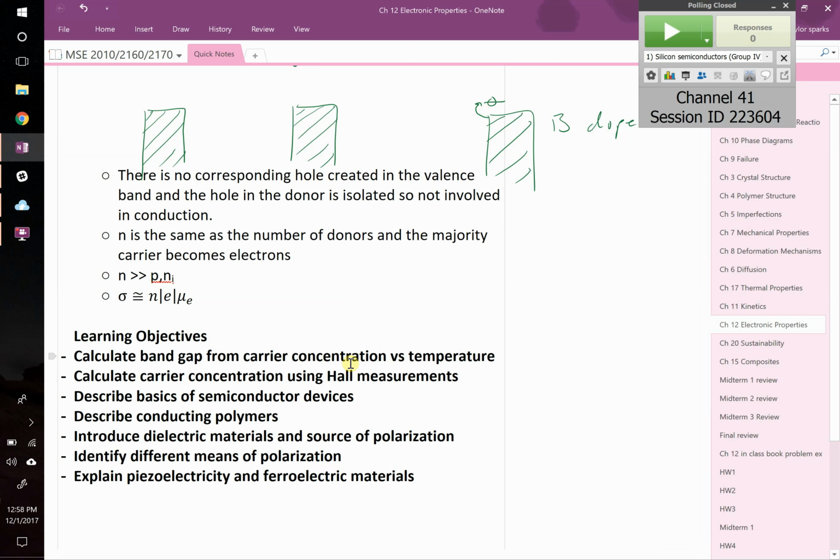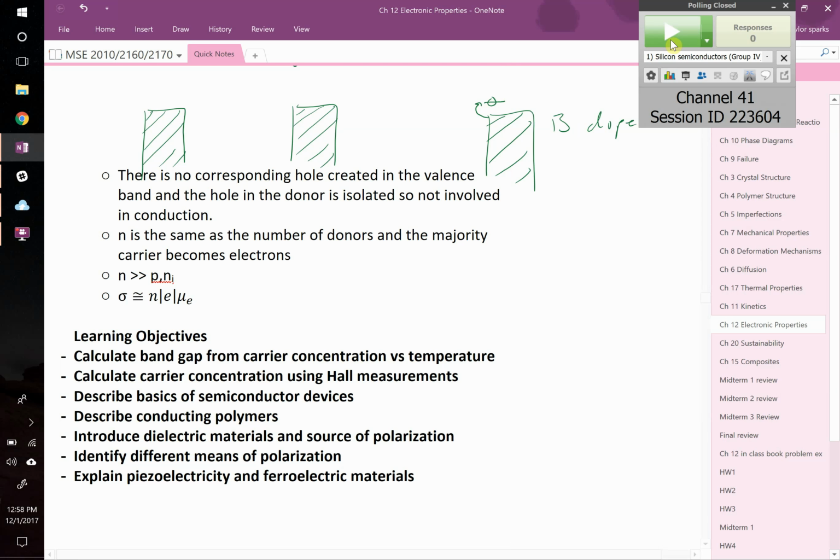We'll describe how conducting polymers came to exist and how on earth these things actually conduct electricity, because polymers sort of break the rule. We don't expect them to conduct electricity. And then at the end of class, we're going to introduce dielectric materials. We'll describe where the polarization comes from in these dielectric materials, and then once you have these, what do you do with them? There are devices called piezoelectrics and other things that you can make out of these that are pretty awesome.